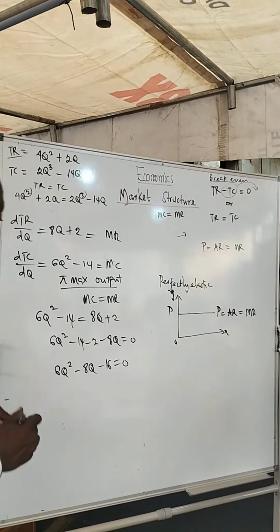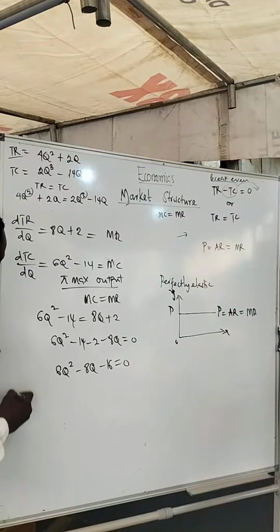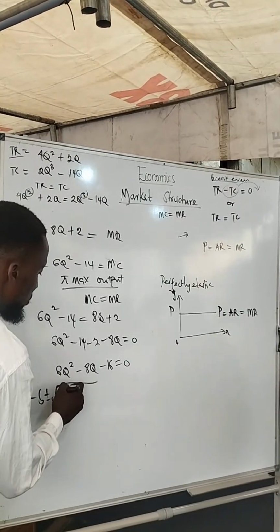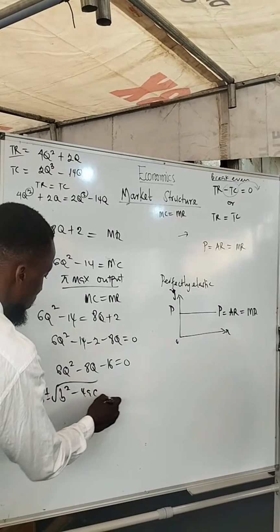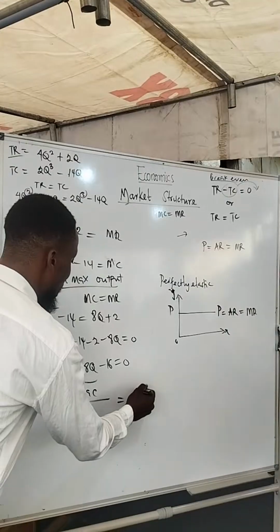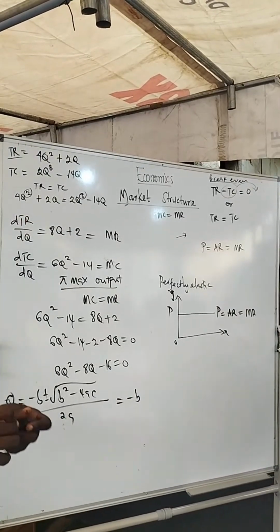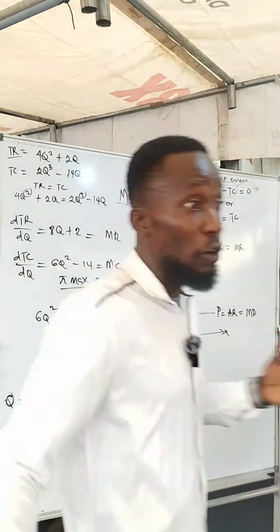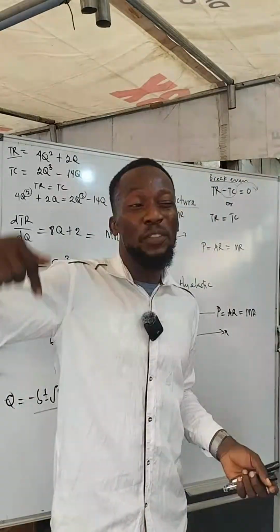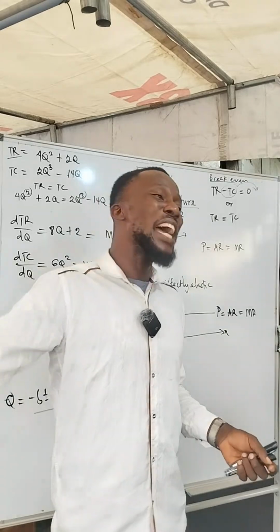But everybody will prefer the formula method, where your Q will be minus B plus or minus the root of B squared minus 4AC, everything over 2A. The moment you find the values of Q, you will then differentiate again, because we are looking for the profit maximizing output.